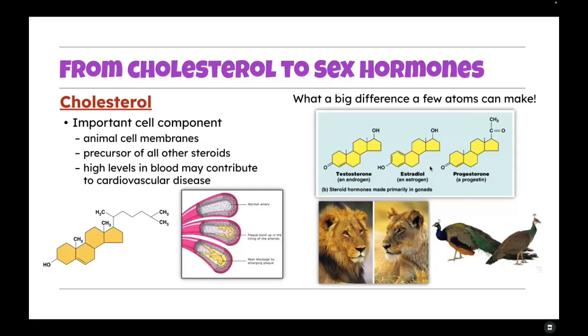All right, let's move on to cholesterol. Cholesterol is an important cell component. It's in animal cell membranes, and it's a precursor to all of our steroids. There are high levels in blood that may contribute to cardiovascular disease. And so just a few atoms create different structures. So remember, structure determines function.